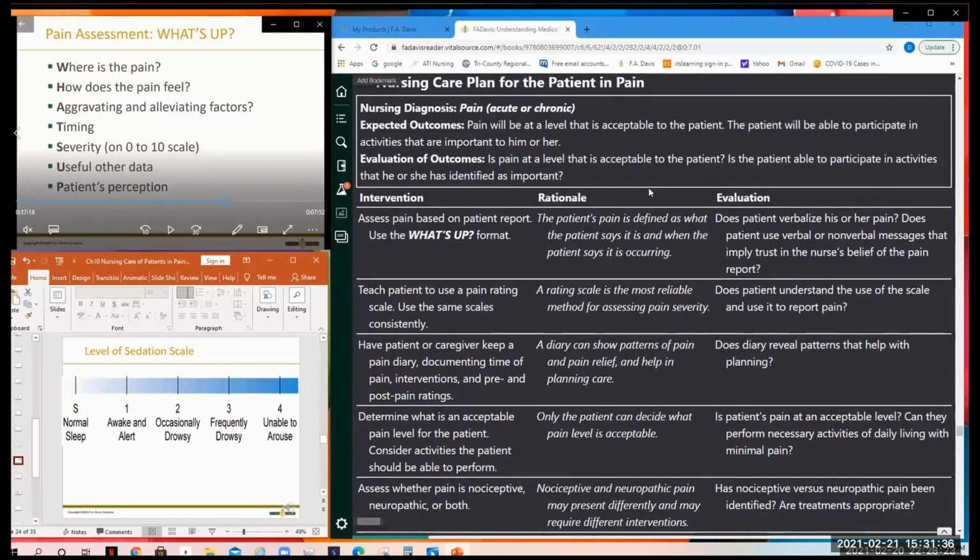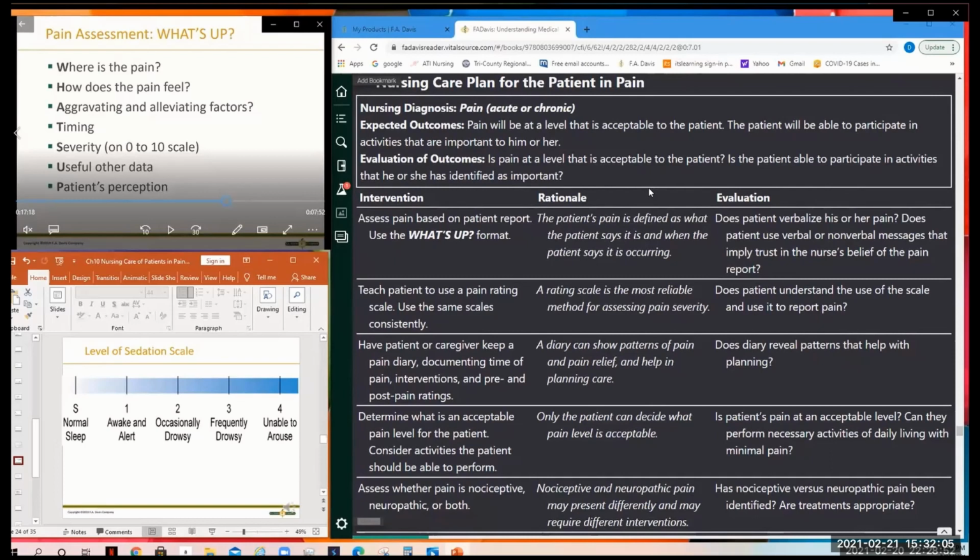Intervention: assess pain based on patient report. Use the WHAT'S UP format. The patient's pain is defined as what the patient says it is and when the patient says it is occurring. Does the patient verbalize his or her pain? Does the patient use verbal or nonverbal messages that imply trust in the nurse's belief of the pain report?